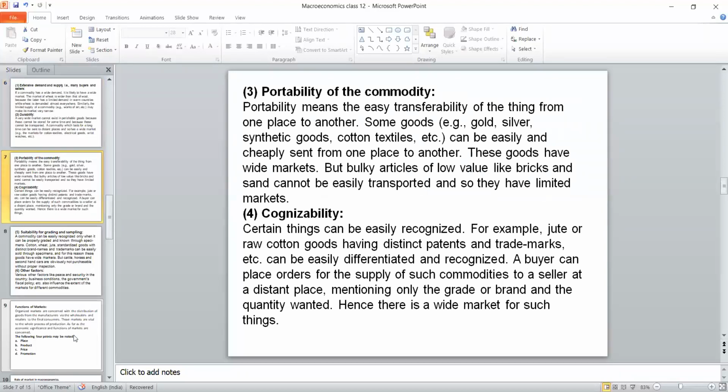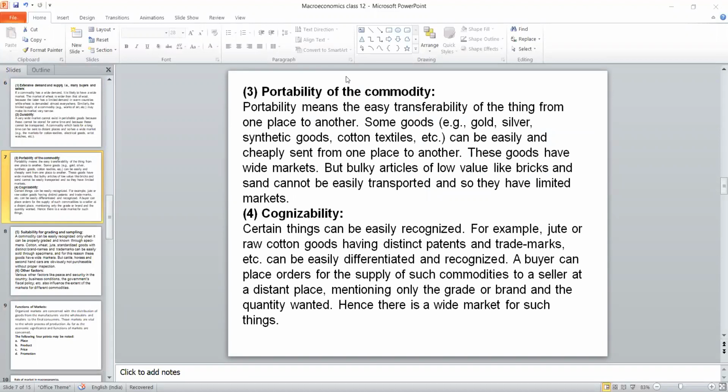The third factor is portability. Suppose the product has the character of transferability from one place to another, then definitely it will have a wide market. Why? Because it is very difficult for people to transport the perishable product within a given time.